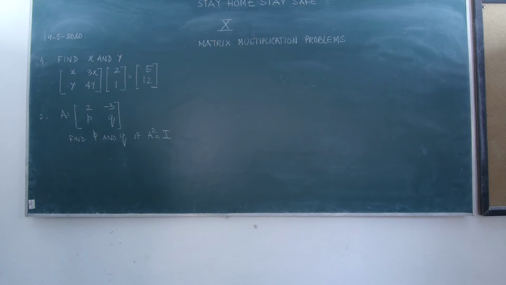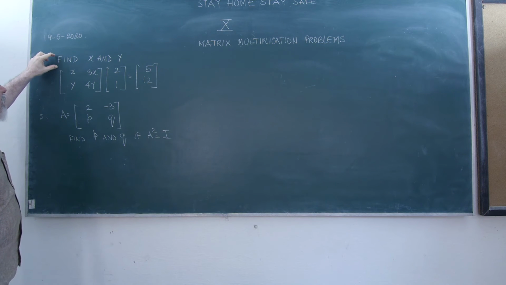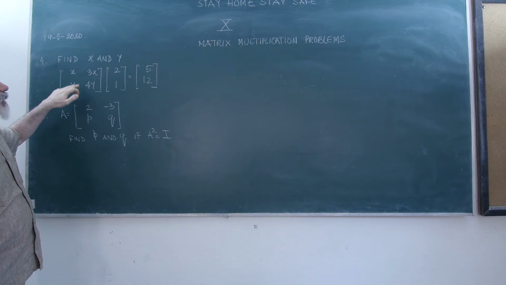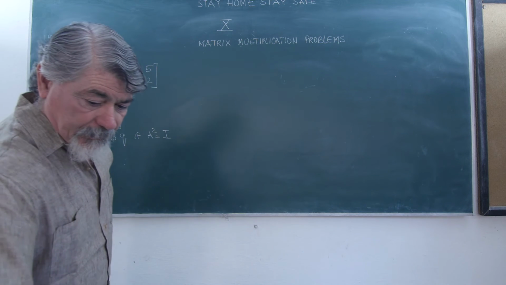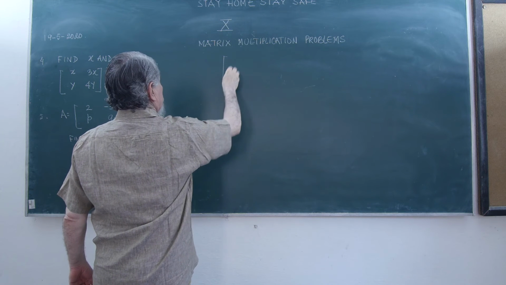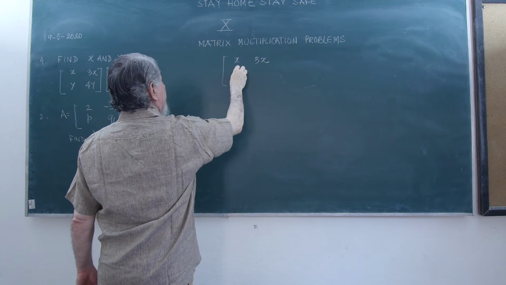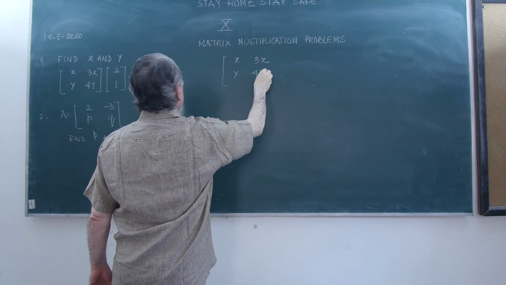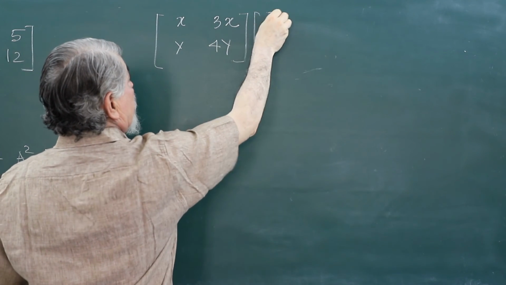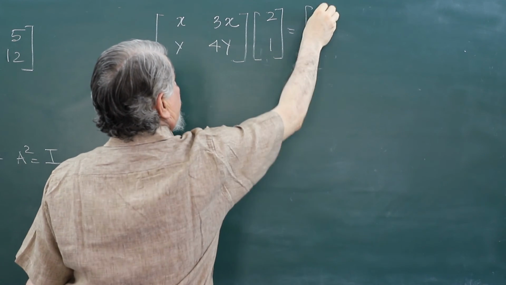Okay, the next question for matrix multiplication is, he is asking you to calculate x and y in this. He is asking you the value of x and y in this. Like we have x, 3x, y, 4y, 2, 1 is equal to 5, 12.